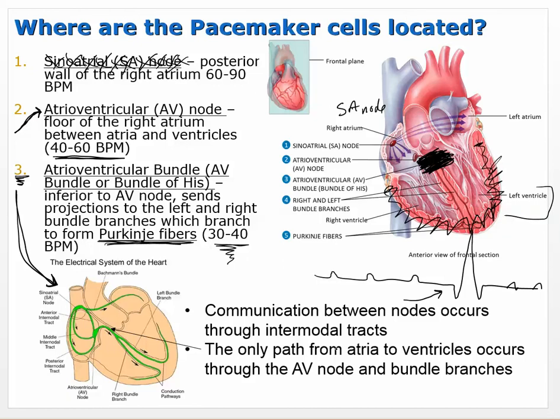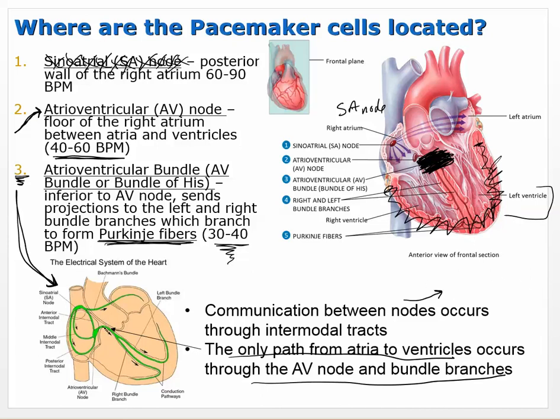Communication between the nodes occurs through the internodal tracts. Remember, the only path from the atria to the ventricles is through the AV node and the AV bundle or the bundle branches. That's where the communication takes place. Why is that important? Because we have a pathology called a partial block, where you have blocked this electrical connection between the atria and the ventricles.